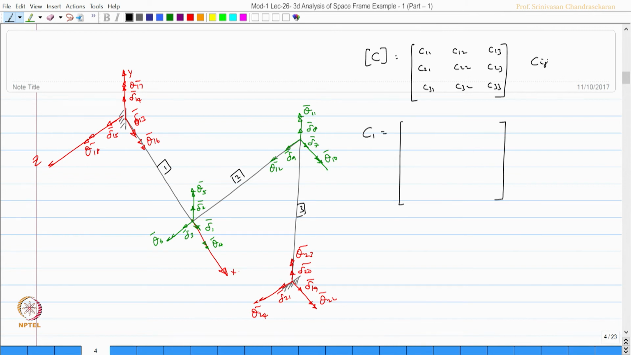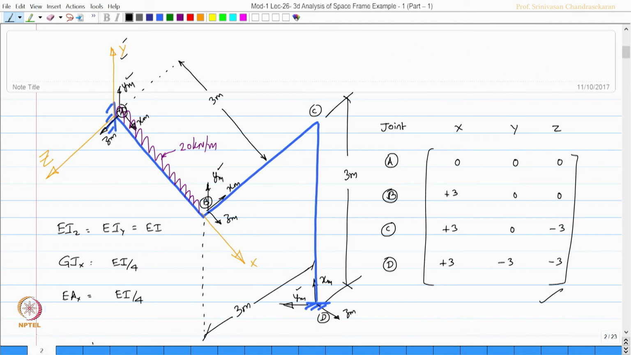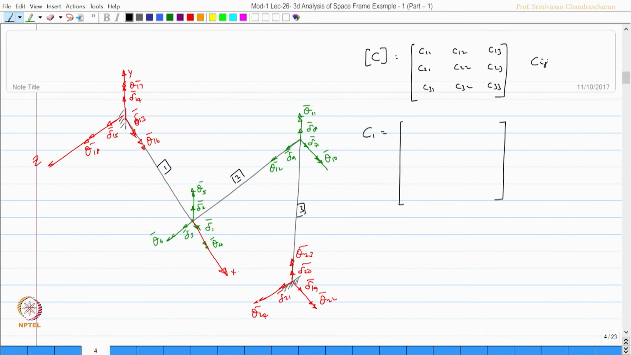So, the angle between x m, let us also mark the local degrees x m, y m and z m for all the 3 members. Okay. Mark x m, y m and z m, I am marking it here. I do not have space there, mark it here. For this member x m, y m and z m, origin here. For this member x m anti-clockwise, y m and z m.